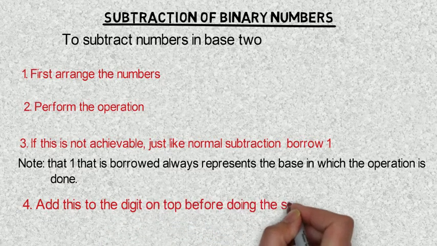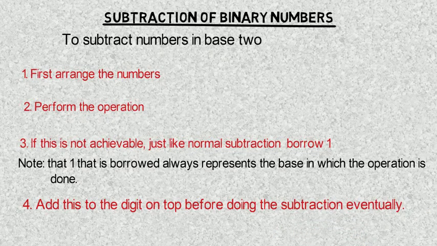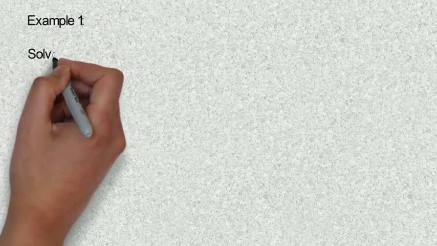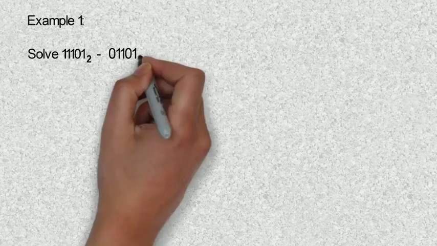Fourth, add this digit on top before doing the subtraction eventually. So we'll be looking at some examples for you to be able to understand what I've just listed for you. So example 1. Solve 11101 base 2 minus 01101 base 2. So what do we do first?